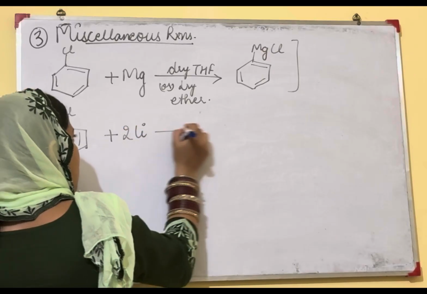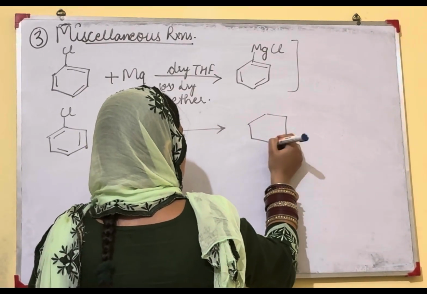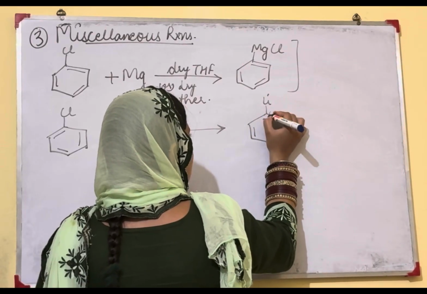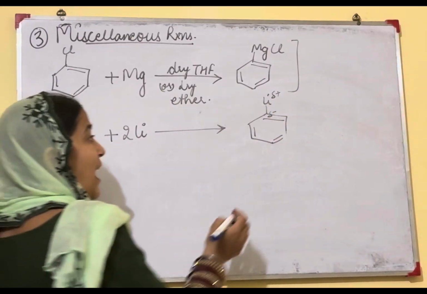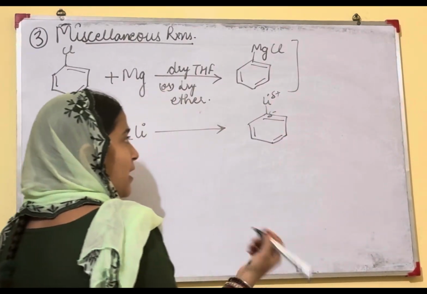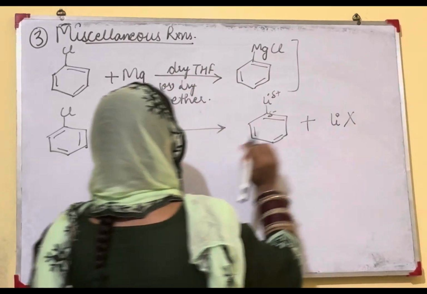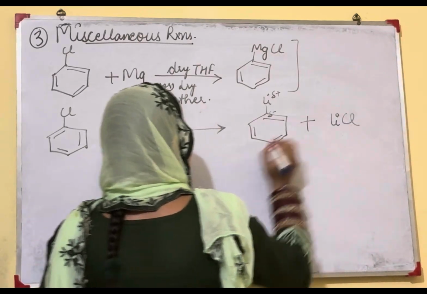Next, this haloarene will react with lithium and it leads to the formation of phenyl lithium. This is partial positive, negative, this is partial positive. This is phenyl lithium. As we form alkyl lithium, similarly it is phenyl lithium, and with one lithium there is this halogen. This halogen is chlorine.